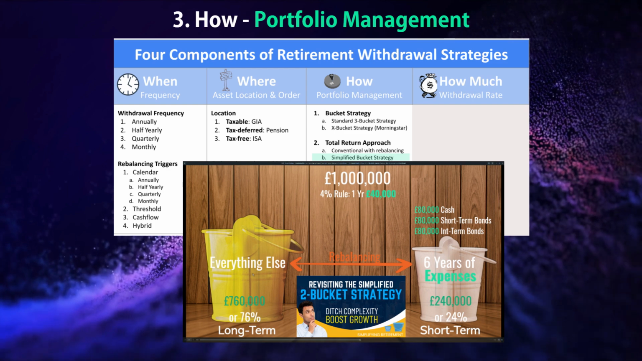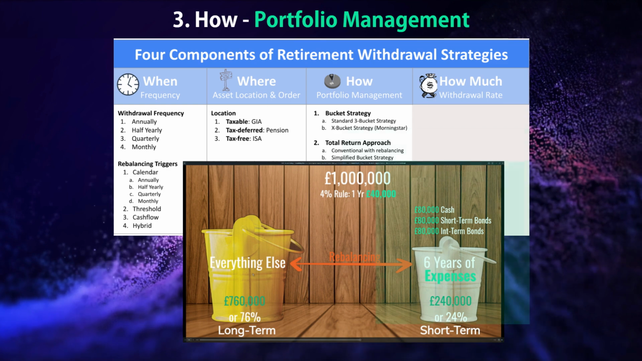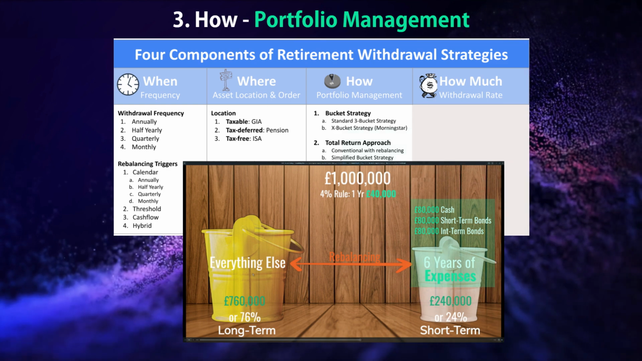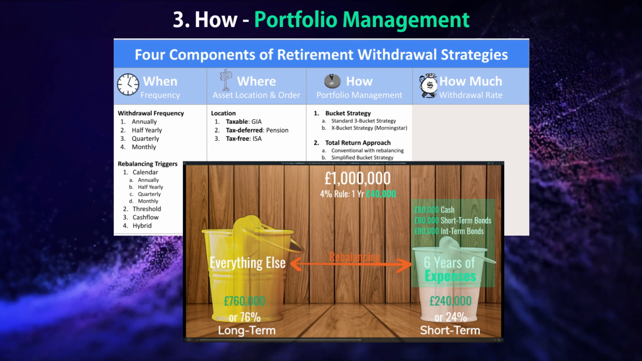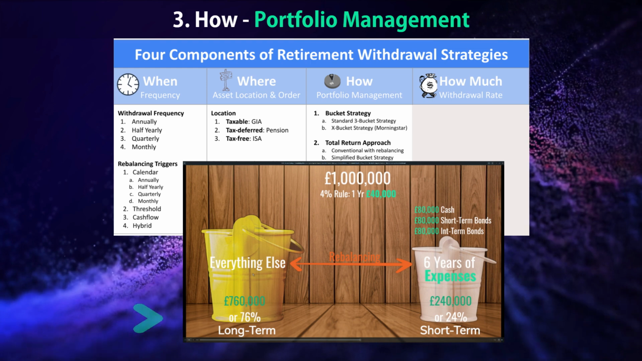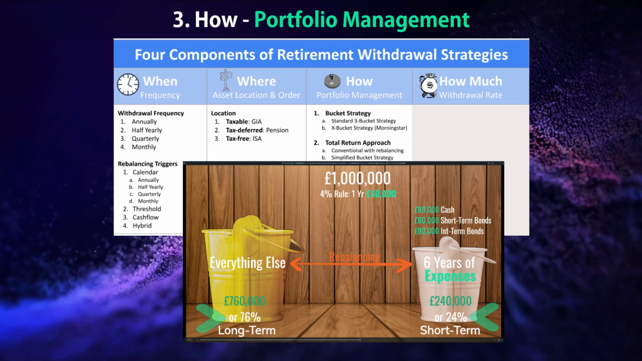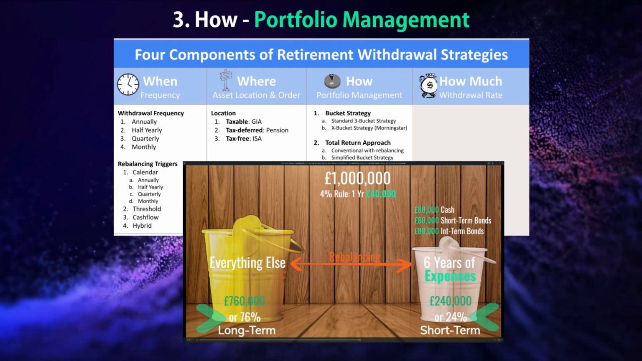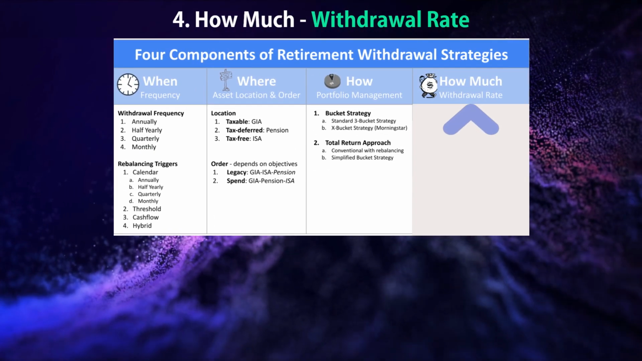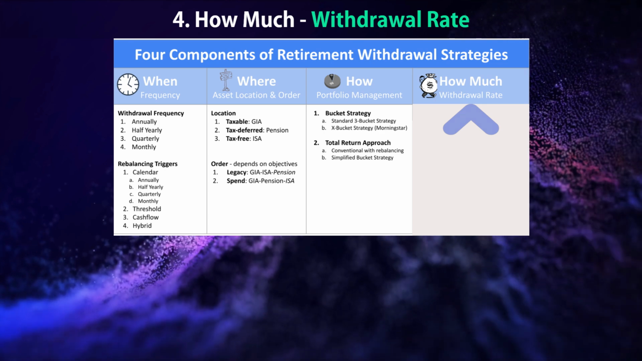It is an example of a bucket overlay on the total return approach. This straightforward 6-year, 2-bucket strategy is designed to offer peace of mind without the unnecessary complexity of the 3-bucket strategy. In essence, it's a simple 76-24 portfolio, structured to maintain sufficient short-term liquidity for 6 years. That's it. Finally, let's talk about how much, which is about determining your withdrawal rate.